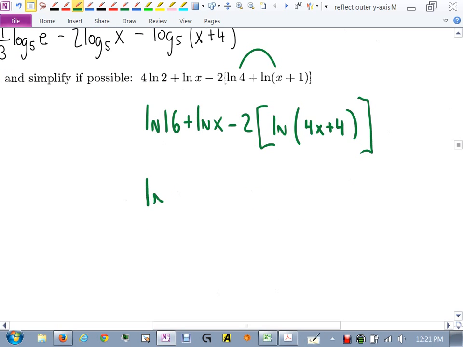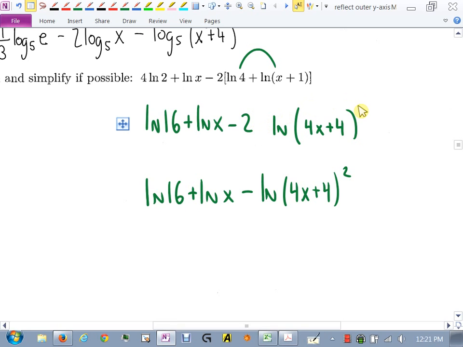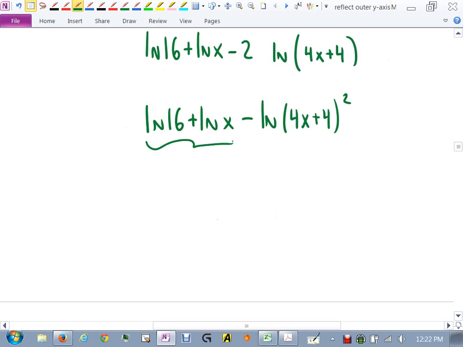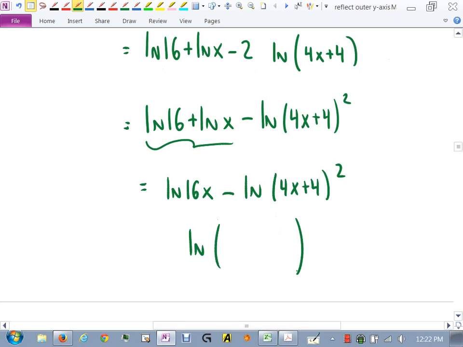So how about the 2 up in front? Put it up: minus natural log of 4x plus 4 to the second power, so the 2's coming up. Just got rid of the brackets, right? Didn't need them, so they're gone. So that 2 is going to come up here. Can I do anything else? Put these together. That's natural log of what? 16 times x, right? Minus natural log of 4x plus 4 squared. Can I put those together? Yes, subtraction, right? Natural log, subtraction is division.